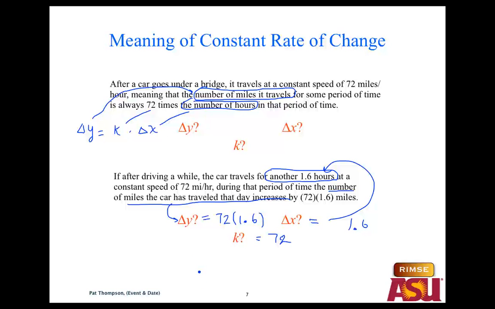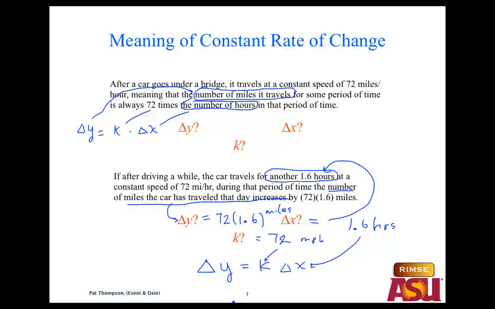Kevin, should we add units on this? Yeah, they've got the units up here, so I wasn't writing them down. But yes, always have the units. And this is miles per hour. That's miles. Right. So again, delta y equals k delta x. Now we know all the values, right? K is 72. Delta x is our 1.6. And there it is. The number of miles traveled is k times delta x. That's delta y. Okay. Does it make sense?